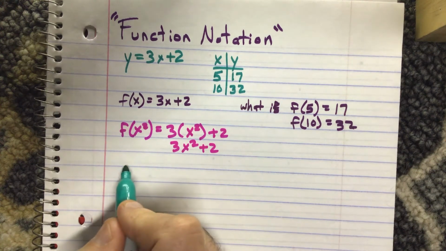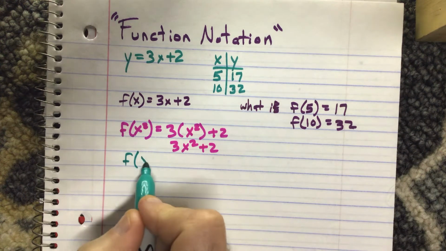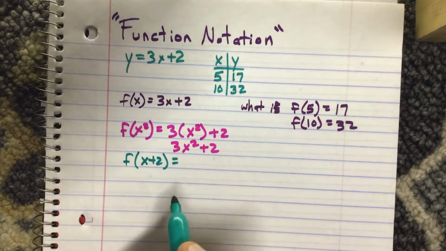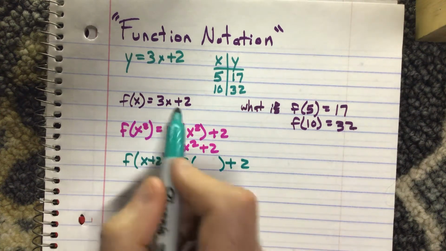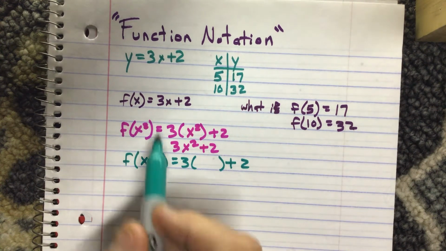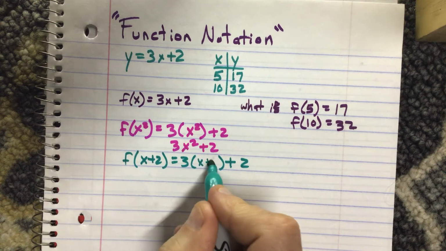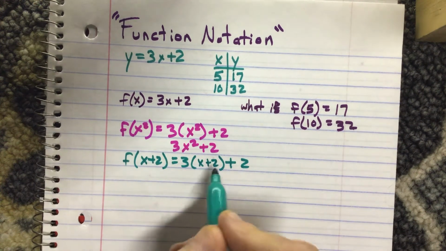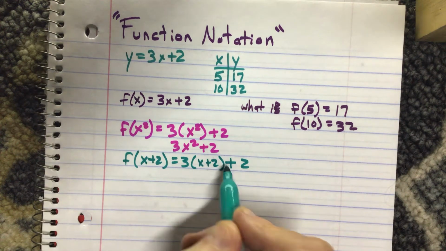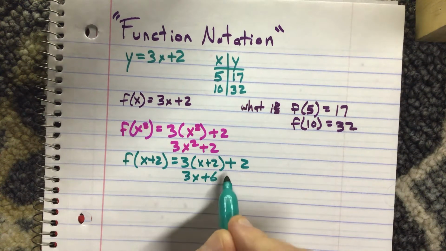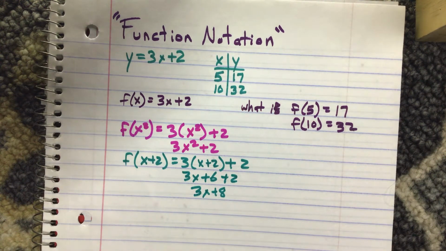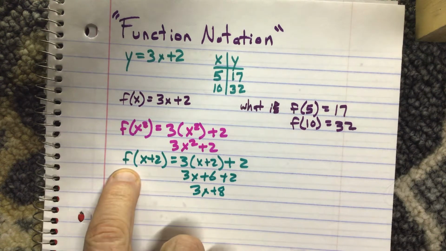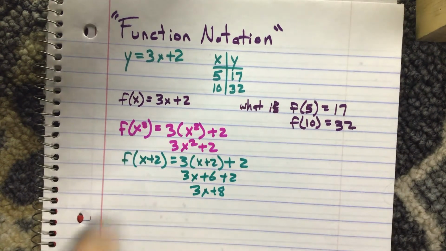Another example of that would be if I asked for what is f of x plus 2. So then it would be 3 times x plus 2 is your original function, and I'm asking you to put in x plus 2 in place of x. So you can plug a function into that function. And then when you distribute, you get 3x plus 6 plus 2, which is 3x plus 8. Okay, so with function notation, you can plug in constants or you can plug in other functions.